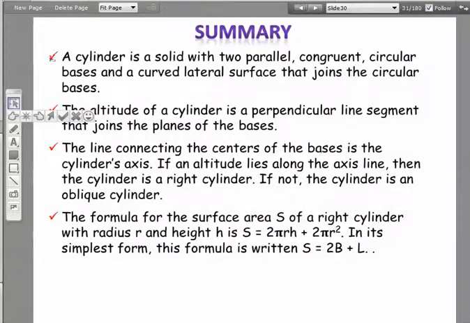Here's the summary of this lesson. They're summarizing here what the definition of a cylinder is. They're talking to you about the altitude, and about what the axis is, and then about the formula. Now, I used this formula right here as we were going through. It's the same thing as this. It's just that this is more detailed. This is an abbreviated formula. This one's more detailed, and it's the one you're actually going to be using whenever you calculate the surface area.